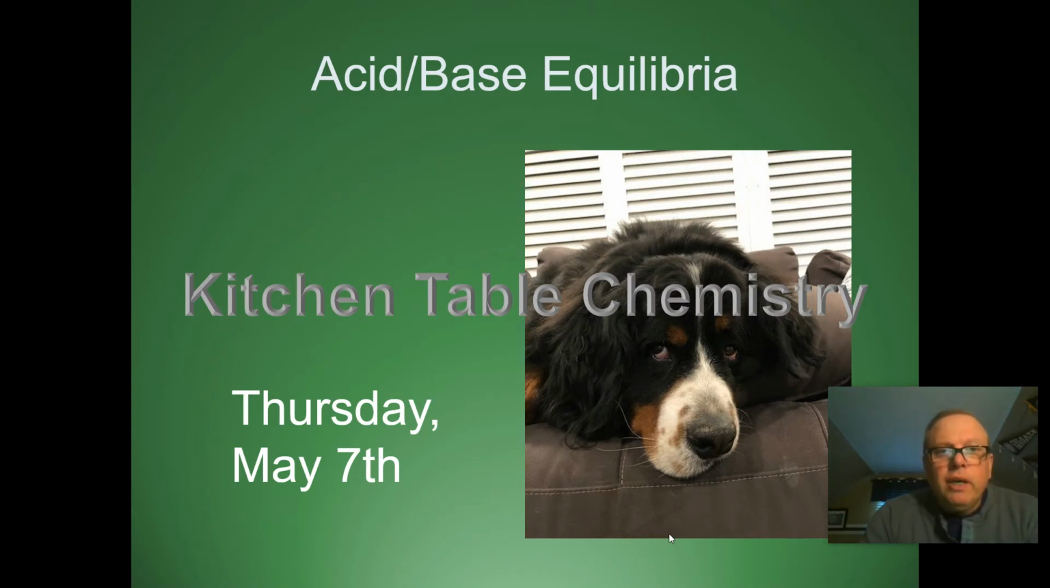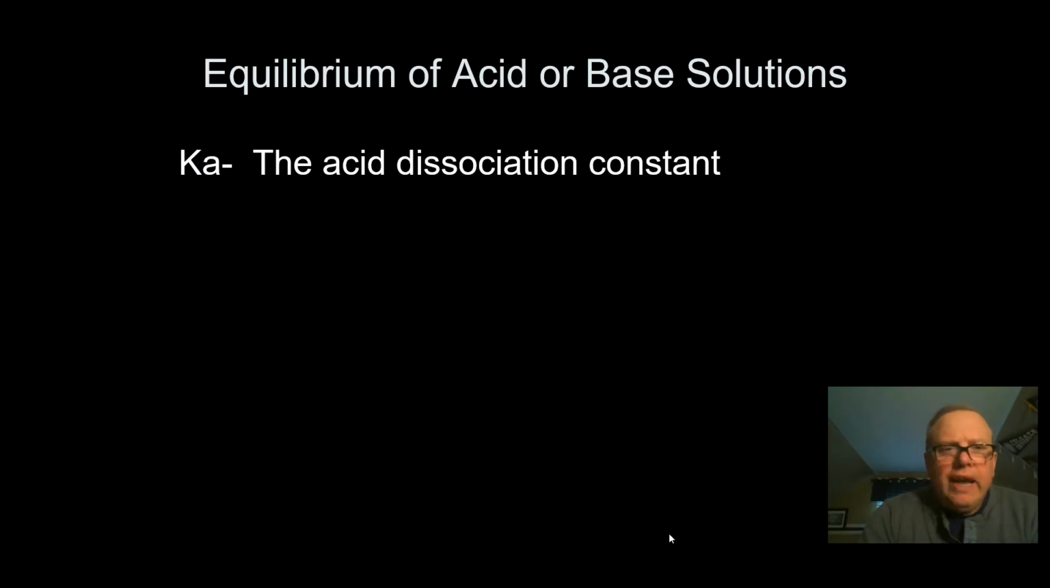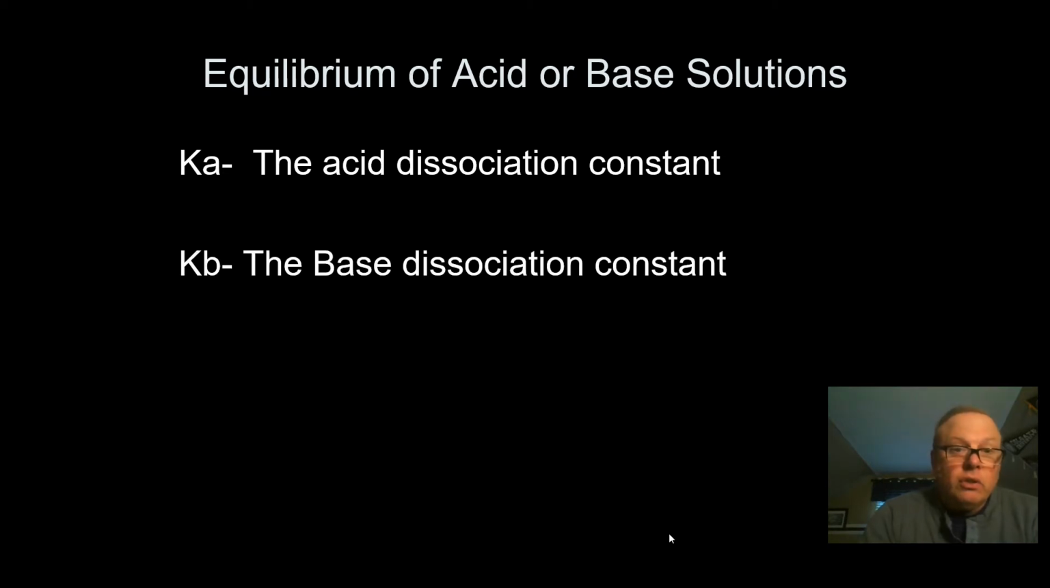Today's topic will be acid-base equilibria. Now, the equilibrium of an acid or a base solution, we're going to treat this a lot like we did the other equilibria solutions, but they are specific to an acid or a base, and we'll spend most of our time on acids. So we'll be looking at Ka. That is the acid dissociation constant. No longer just labeling it K, but now Ka if it's an acid, or Kb if it is a base. That will be the base dissociation constant. So it's going to be one or the other.